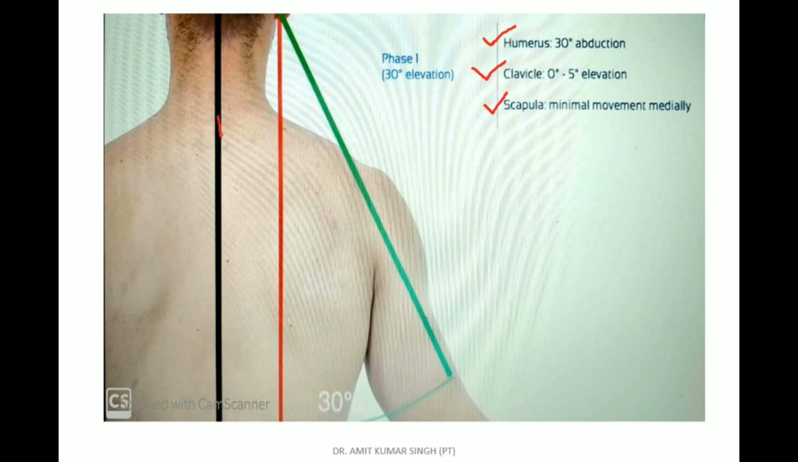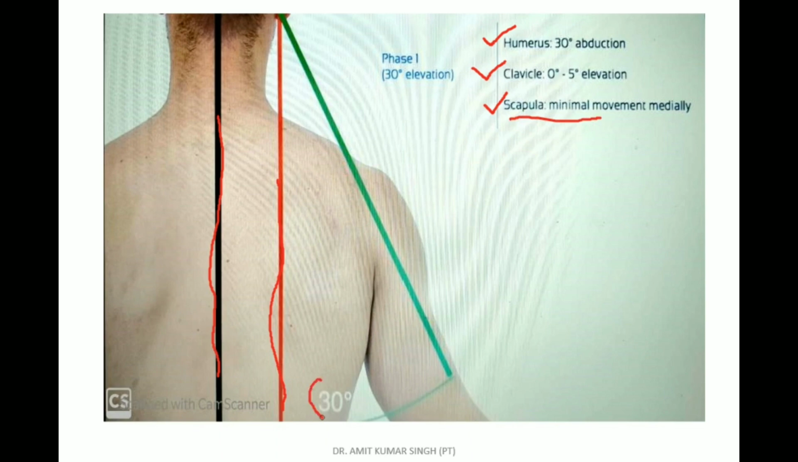Now here the black line represents the midline of the spine, and red is going to represent the medial border of the scapula. You can see here the red line is not going to move at all. It is stationary, which is why the scapula is having minimal movement. But the green line represents the humerus movement.